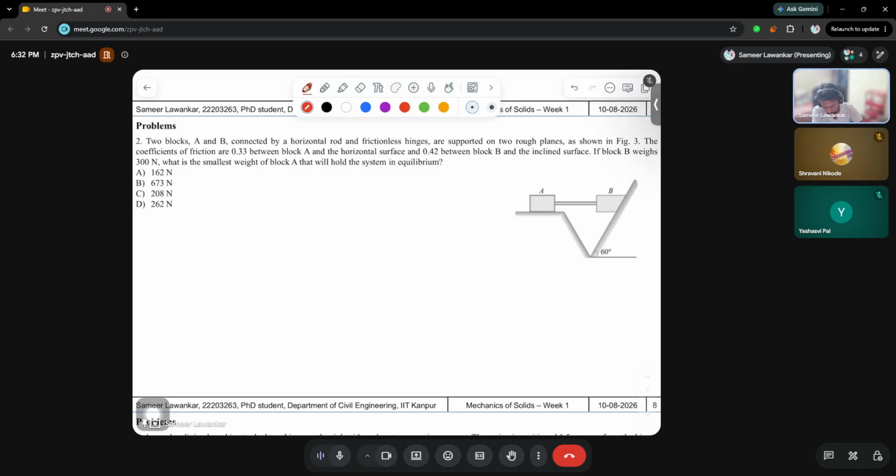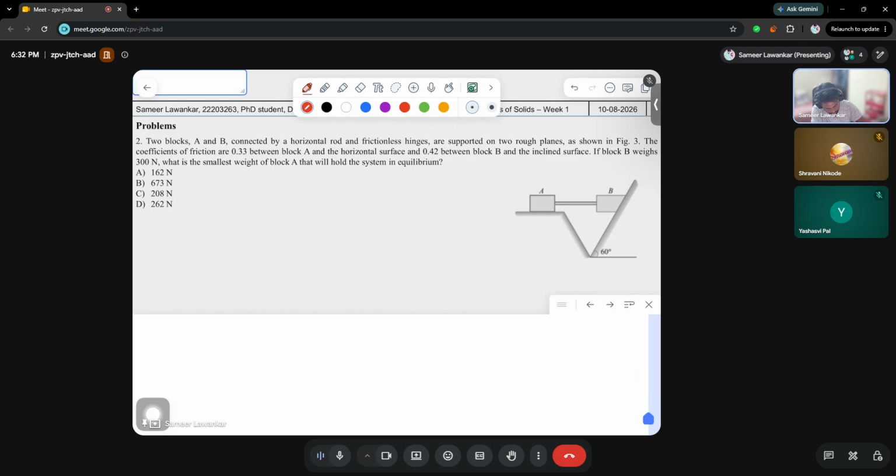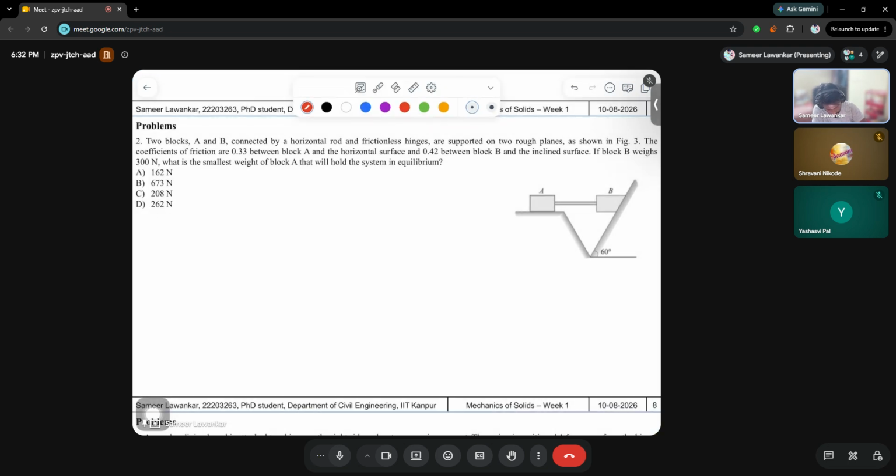So this is the second question. There are two blocks A and B connected by a horizontal rod and frictionless hinges. Please look at this. The frictionless hinges are given, and the blocks are supported on two rough planes as shown in the figure.